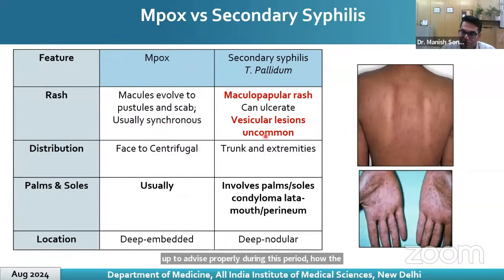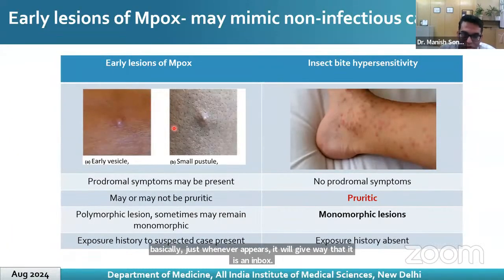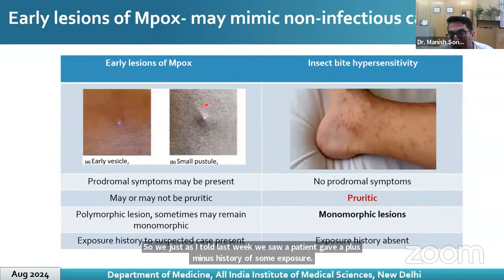And vesicular lesions are very uncommon in syphilis. Whenever vesicular lesions appear, it will give away that it is Mpox. Now, just as I told last week, we saw a patient who gave a plus-minus history of some exposure, not very clear cut, and this type of lesion.